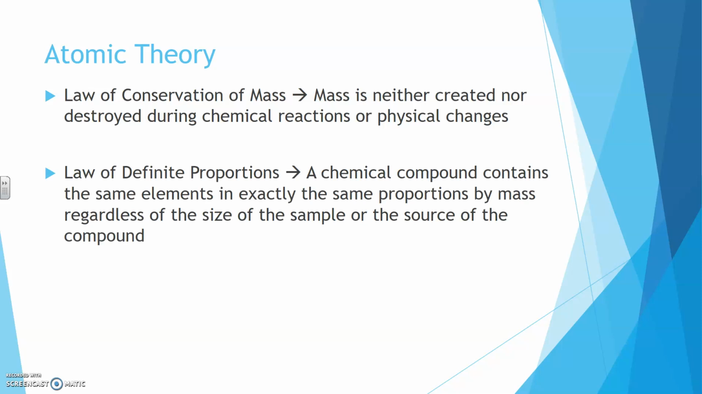You also have what's known as the law of definite proportions. This says that a chemical compound contains the same elements in exactly the same proportions by mass, regardless of the size of the sample or the source of the compound. So if you have caffeine that comes from, say, a tea leaf versus caffeine that comes from a coffee bean, they are going to have the exact same chemical composition, okay? So you're going to have the exact same number of carbons, nitrogens, oxygens, hydrogens, and phosphorus, I think there's a phosphorus in there.